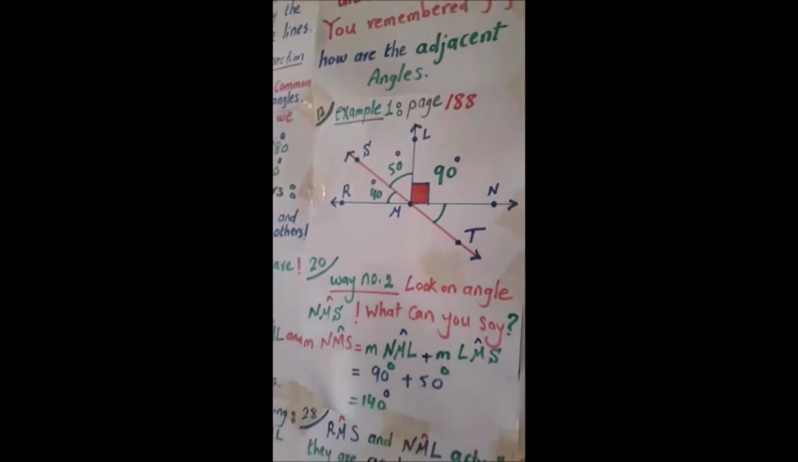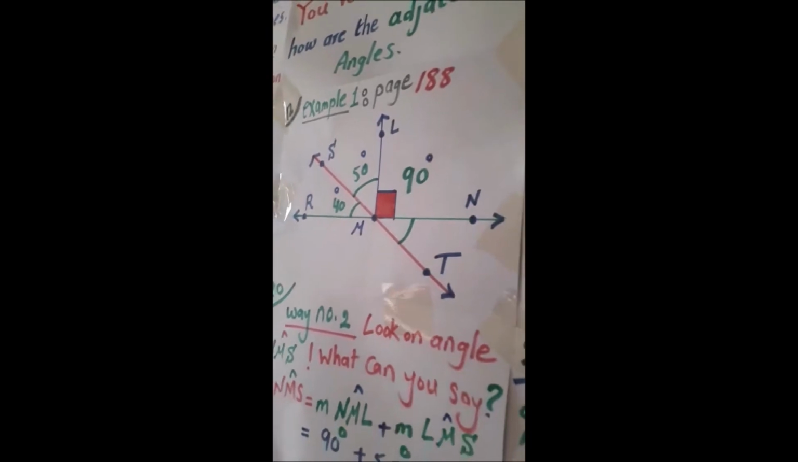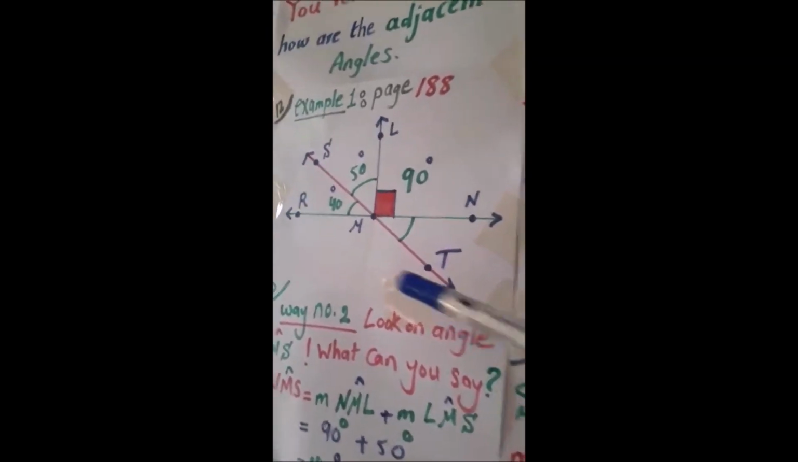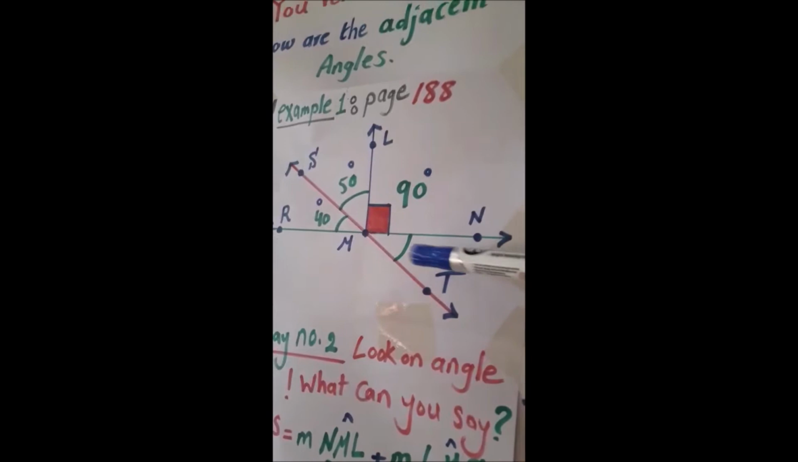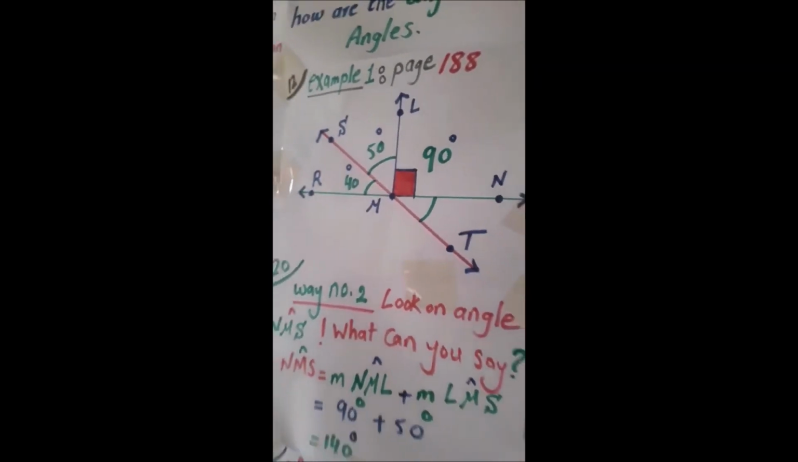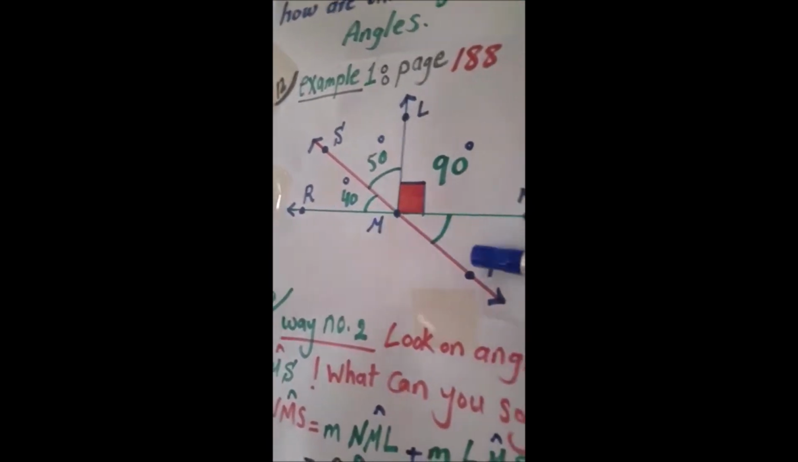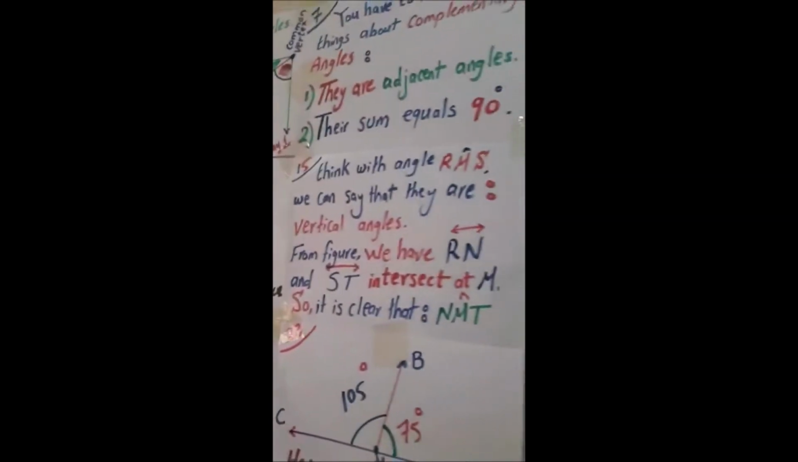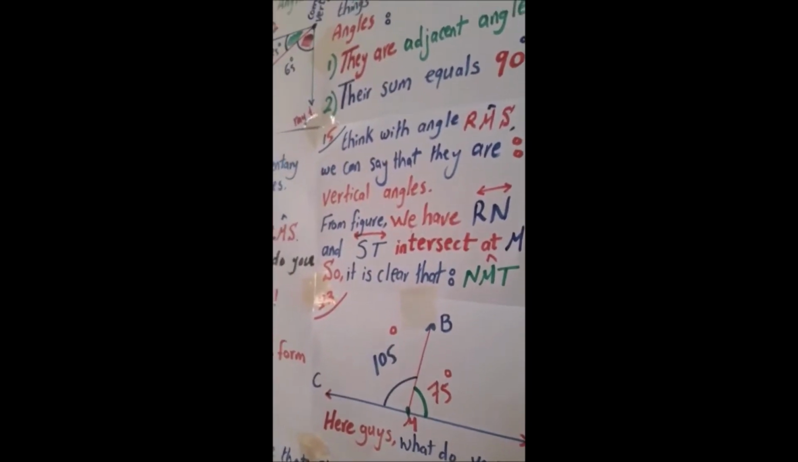So where do you think that angle, with this angle RMS, can form vertical angles together? Yes, guys, this is the angle. Either you will call it NMT or TMN, of course. So this one again is 40. So this angle and this angle, as you see, they are acute angles. So RMS and this angle, they are vertical angles. Let me see, what did he say? Think with the angle RMS. We can say that, yes, they are vertical angles.